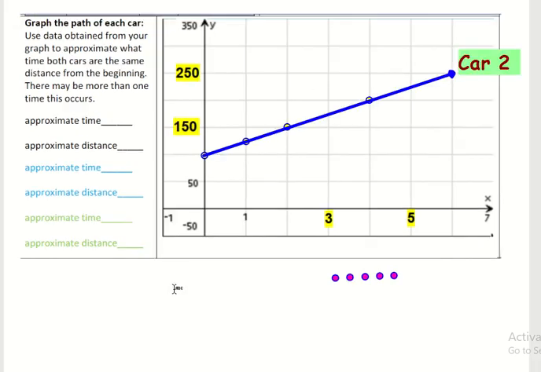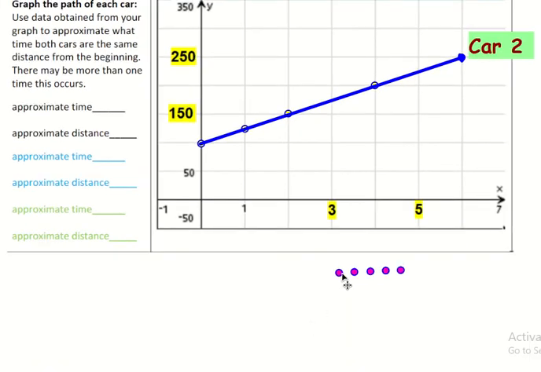So car one's not so user friendly. It starts at 0, that's easy. So 0, 0, the origin, that's the beginning. And for 2 hours, it's going 50 miles an hour. So 50 miles for the first hour, 50 miles for the second hour. We're at the point 2, 100. Then for the next hour, it's going 100 miles an hour. So at 3 hours, we jump to 200. And it stays at 200 for 2 hours because it broke down.